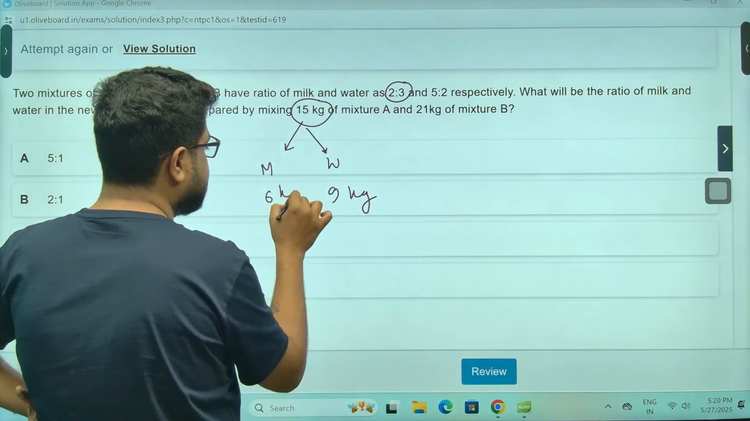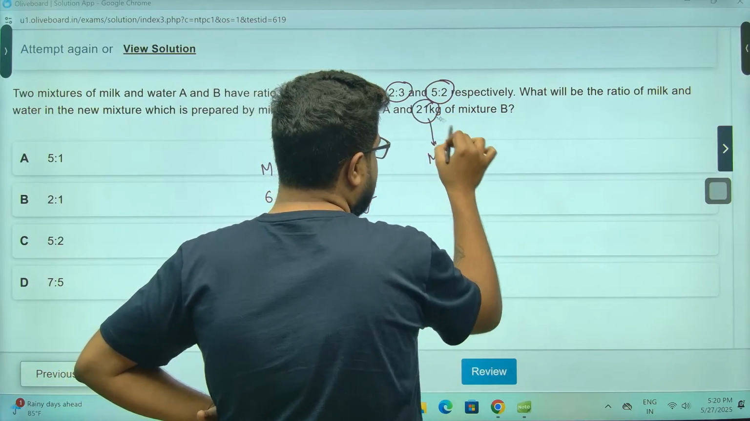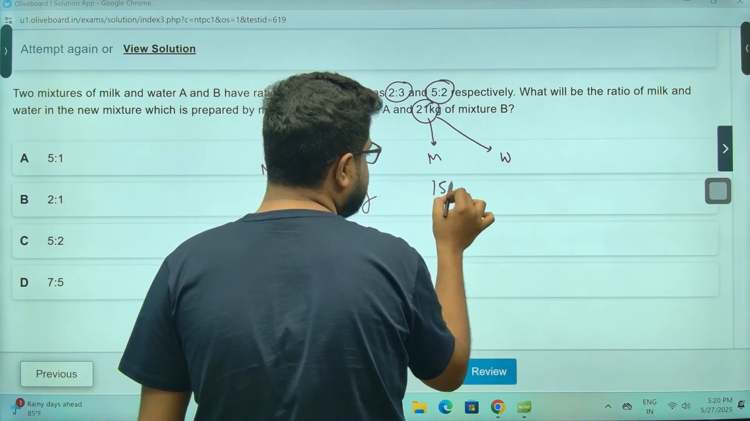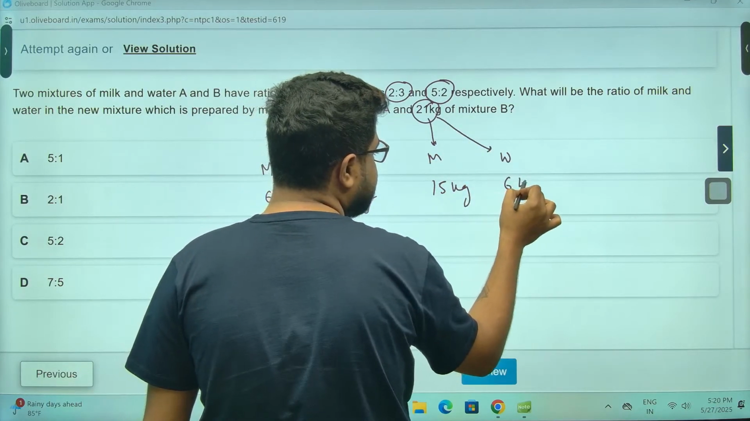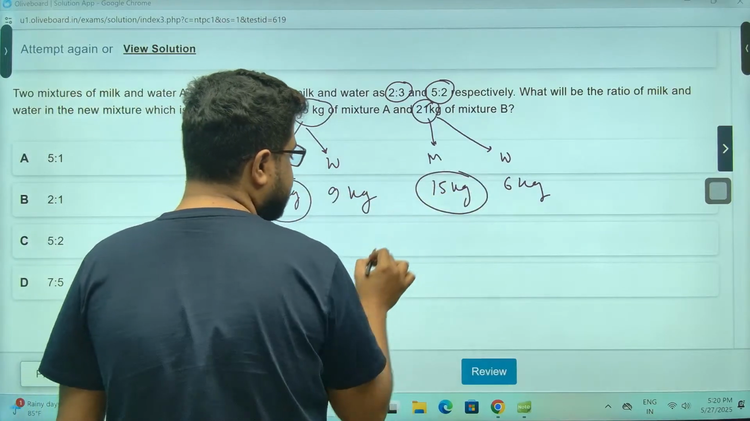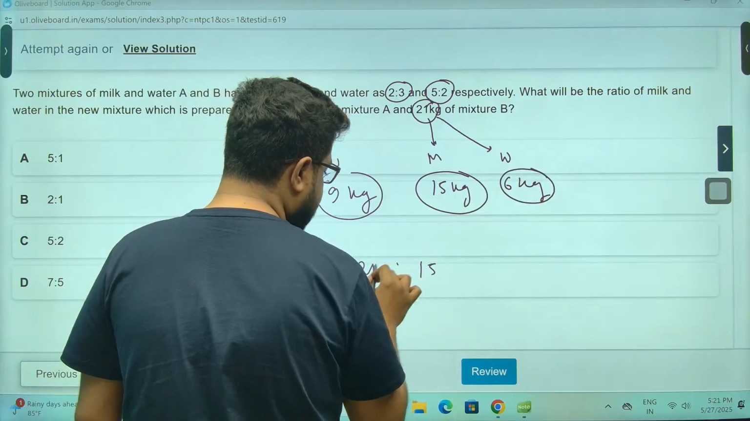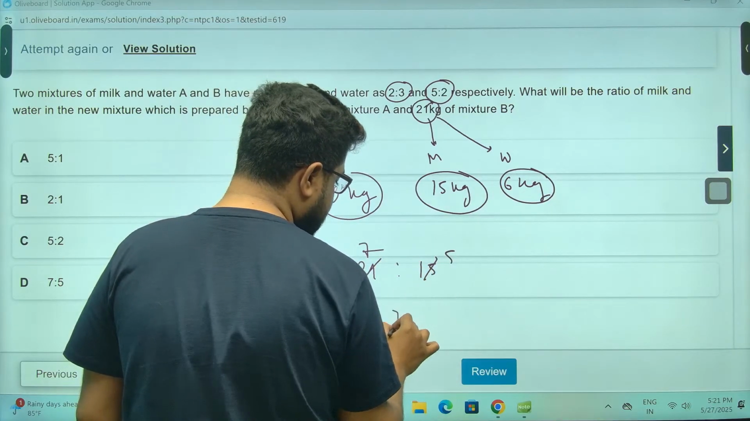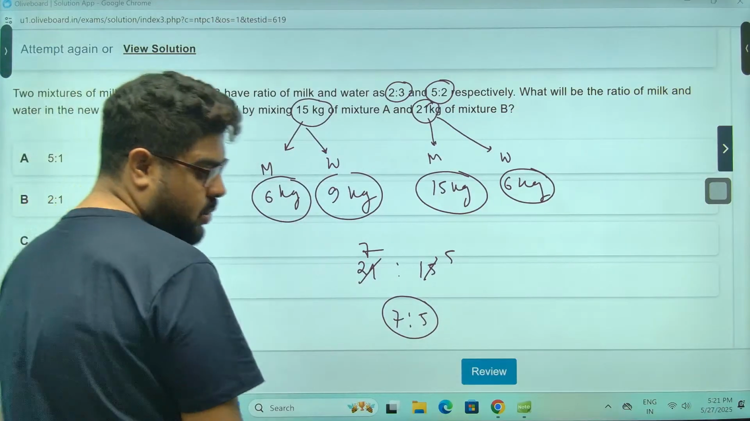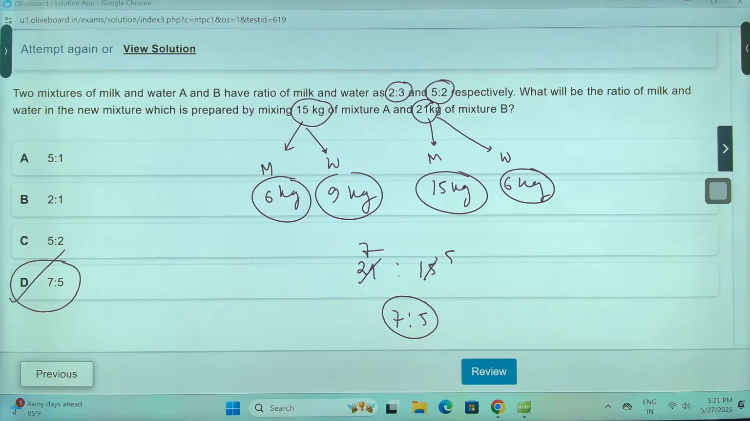Second, 5:2, sir. So milk and water. One part is 3 kg, so 5 parts are 15 kg, and 2 parts are 6 kg. They have mixed it. Sir, what will be the total milk? 15 and 6, 21. And water 9 plus 6, 15. So 3 sevens are this, 3 fives are this. 7:5 will be the answer. Option D, sir. 7:5 will be the correct answer.